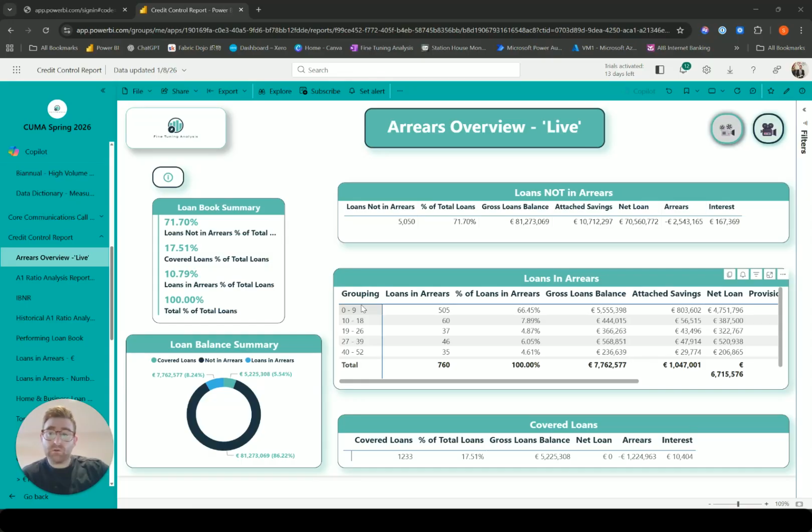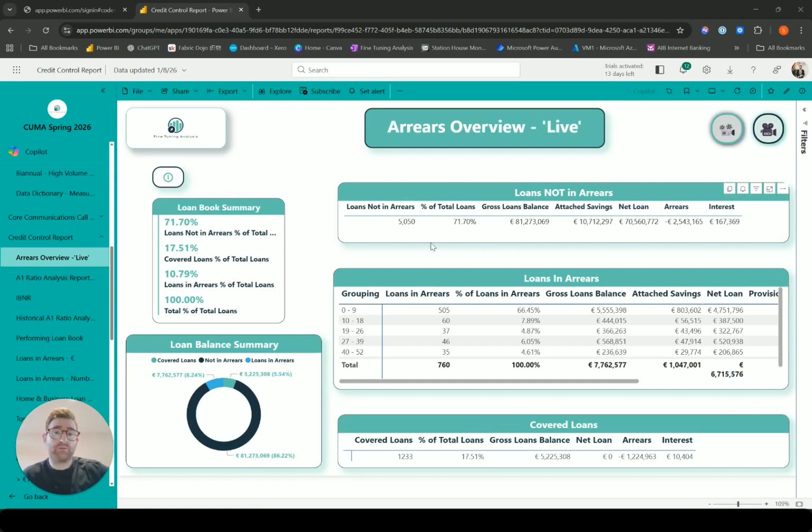So essentially, the credit control report, for anyone that doesn't know it, is mainly used by the credit controller of the credit union to keep on top of outstanding debt, to make sure that they're getting money in from members that obviously owe money. So the first page here, I'm not going to go over each page in detail, I'm just going to skim through it.